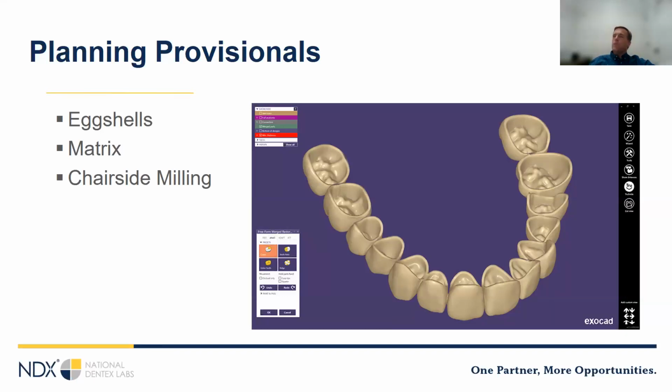So the first thing that most everybody's heard of is eggshell provisionals, which look like this, basically. So in the laboratory, we take the mock-up, we reduce it 0.8 of a millimeter all the way around, and we mill it out of PMMA. And this sounds like a really cool idea. Problem is that the margins, we're guessing at the margins. Nobody knows where the margins are going to be until you go in there and prep them. So that can be an issue.